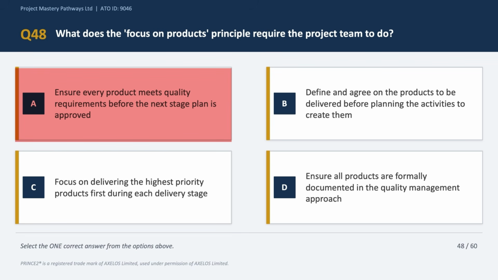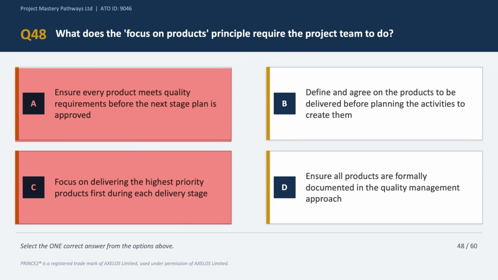Let's look at option C, which says focus on delivering highest priority products first. Now, prioritization is more associated with agile thinking. Okay. Now, the focus on products principle is about product based planning and not about delivery prioritization. So option C is incorrect. Option D says ensure all products are documented in the quality management approach. Now, products are documented in the product descriptions and the product register, not specifically the quality management approach, right? So option D is incorrect.